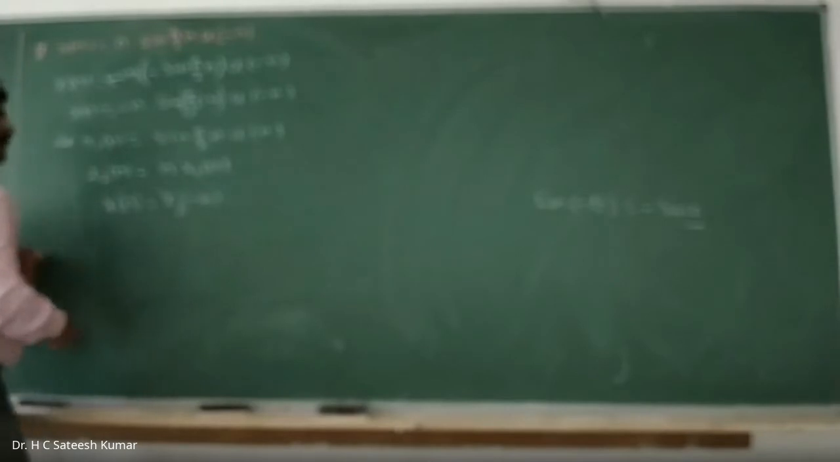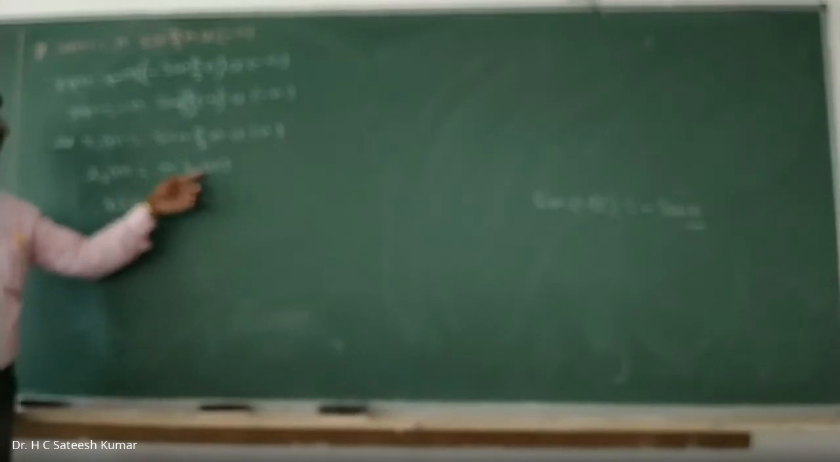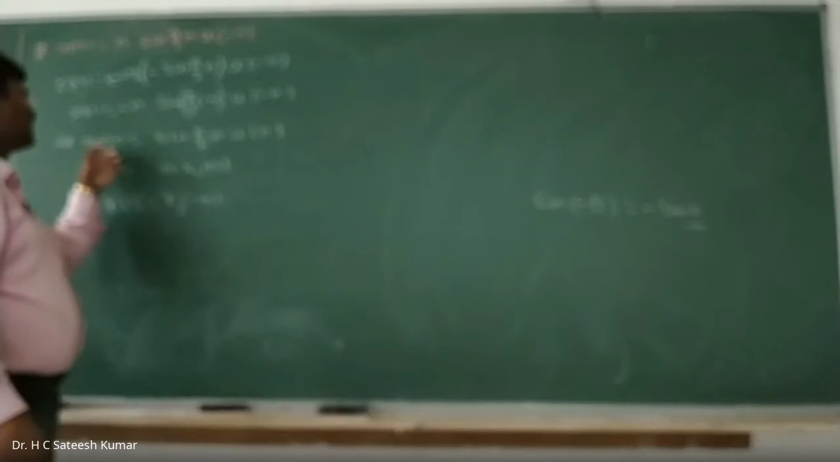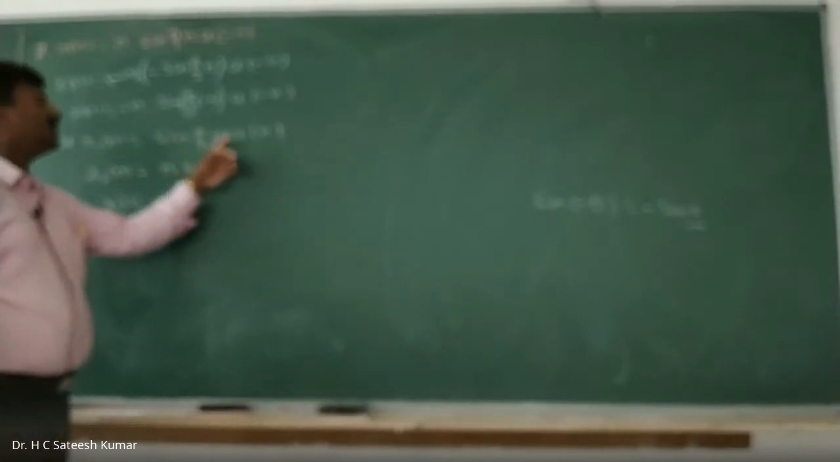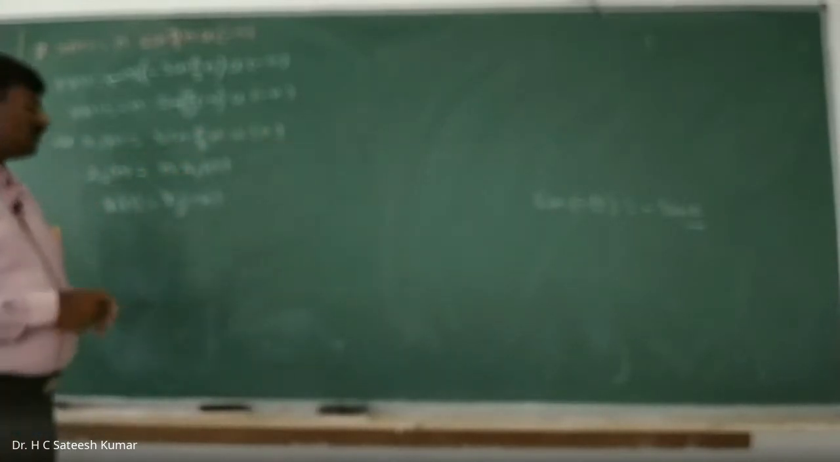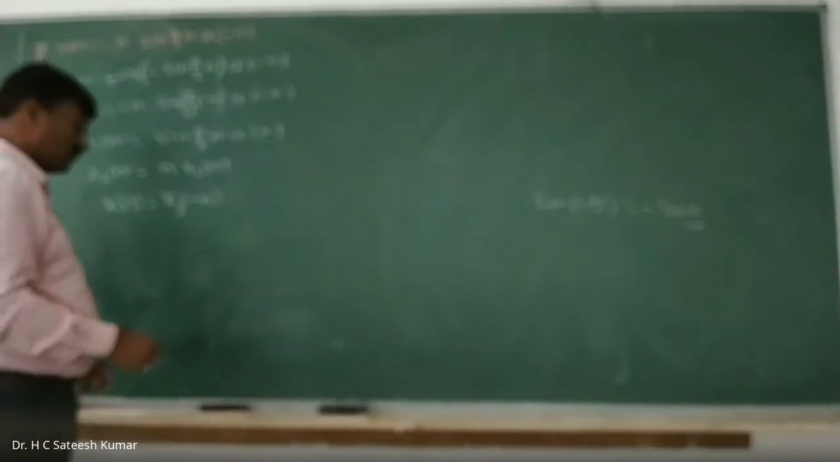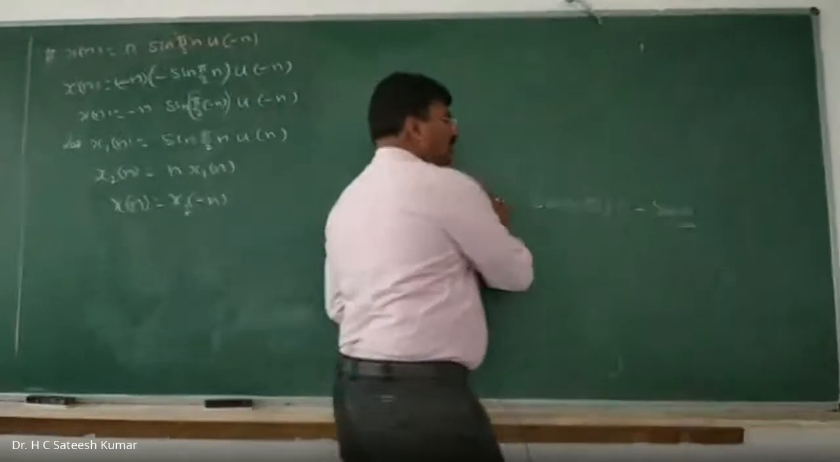If you want, you can verify that. X2 of minus n is nothing but what? Replace n by minus n: minus n into x1 of minus n. What is x1 of minus n? So minus n into x1 of minus n is sine of pi by 2 minus n into u of minus n, you will get back. This verification you can do orally itself. So once you get this substitution, the rest is very simple. How to do it?